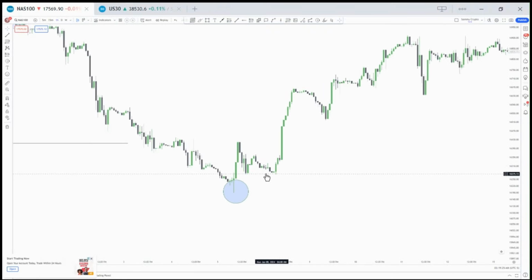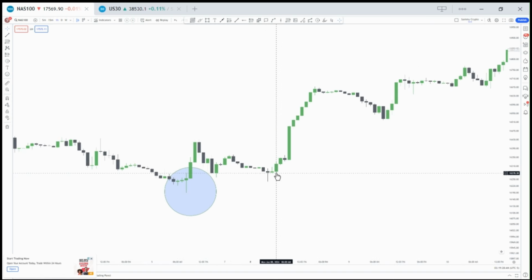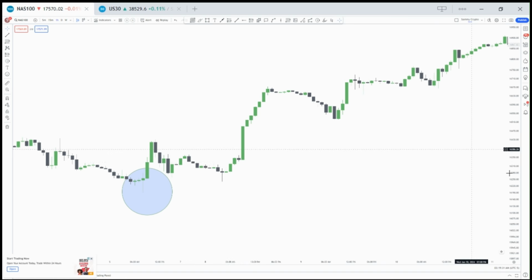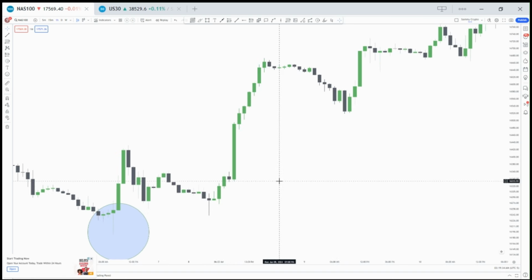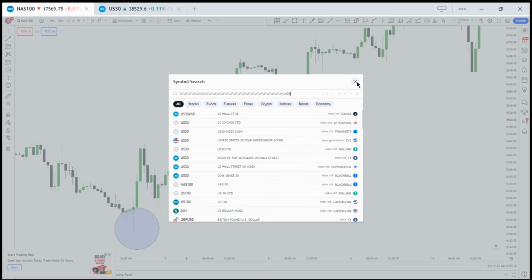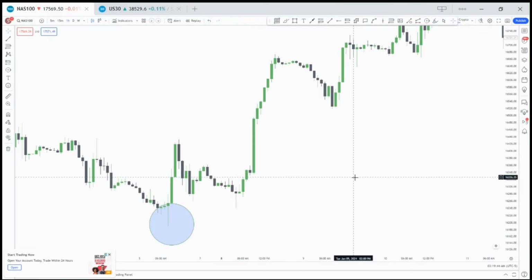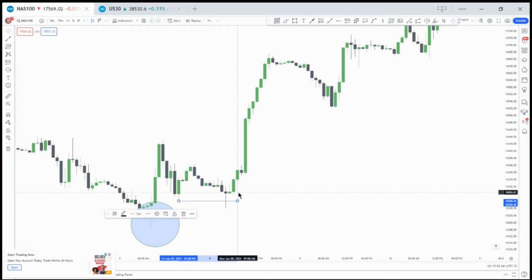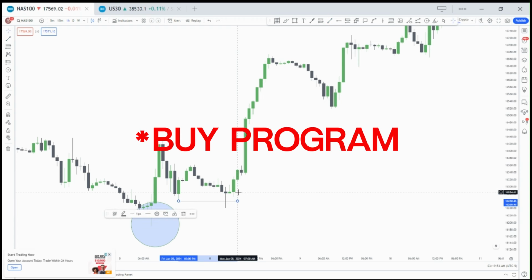You can see this is Monday. Price takes out. I don't know why this chart is like this. Let me increase my chart a bit. What is my functioning? Okay. So you can see that. You can see this low, right? That starts the original sell program.